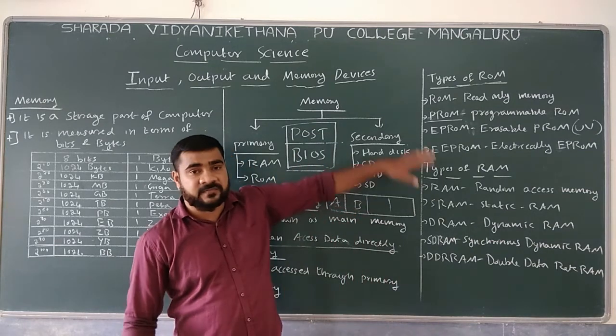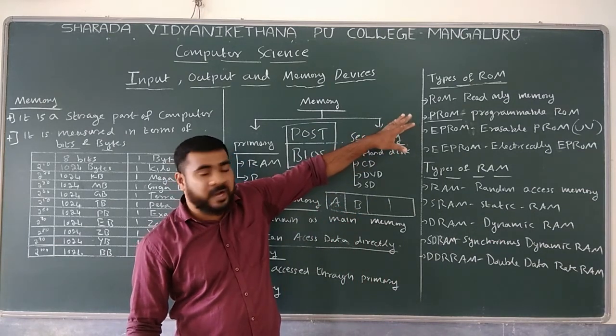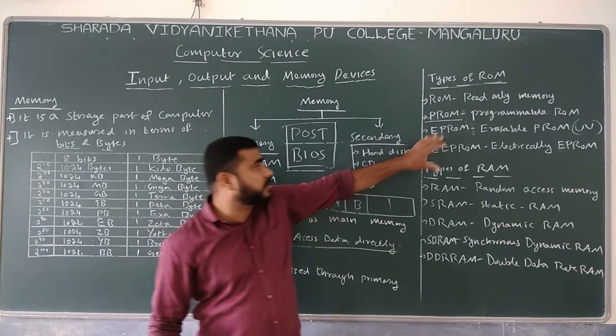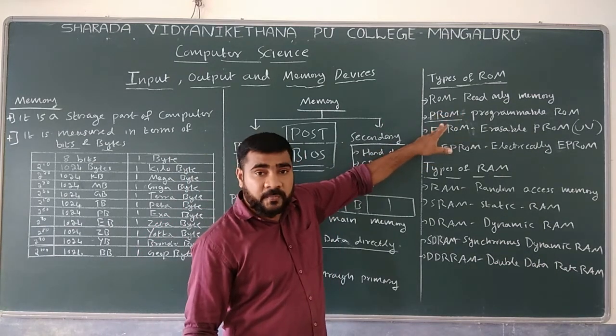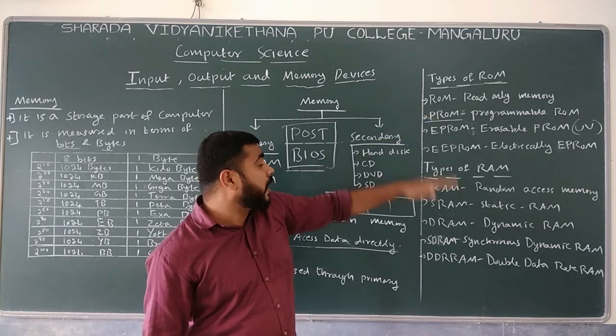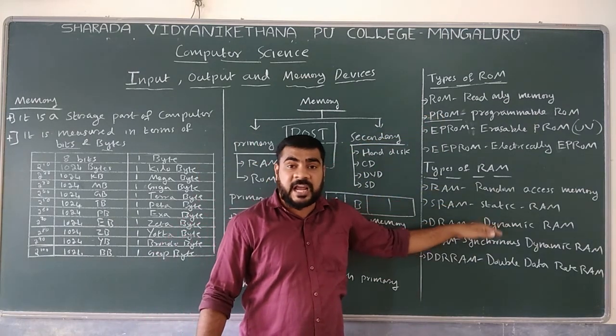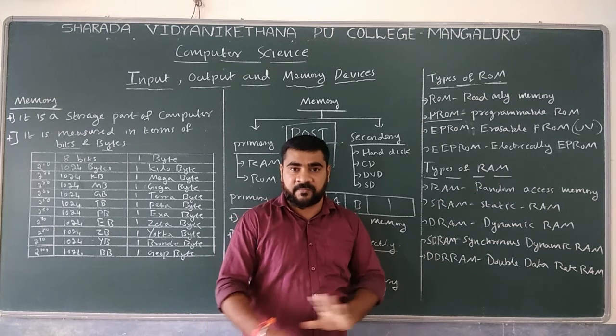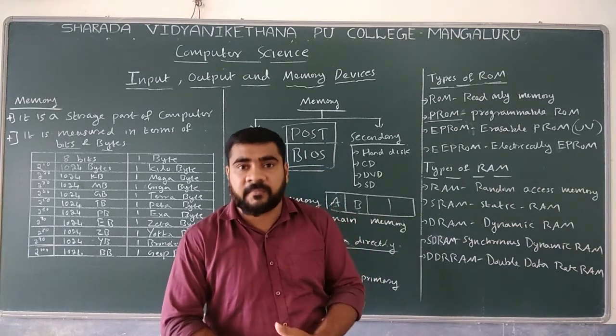And lastly we discussed the types of ROM. ROM, PROM, EPROM, EEPROM. These are the main four types of ROM. And also we discussed the different types of RAM, random access memory. But here I will wind up today's session.